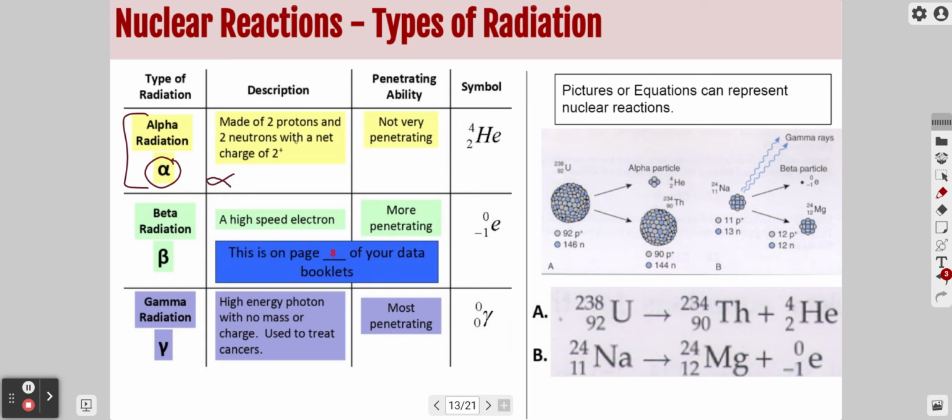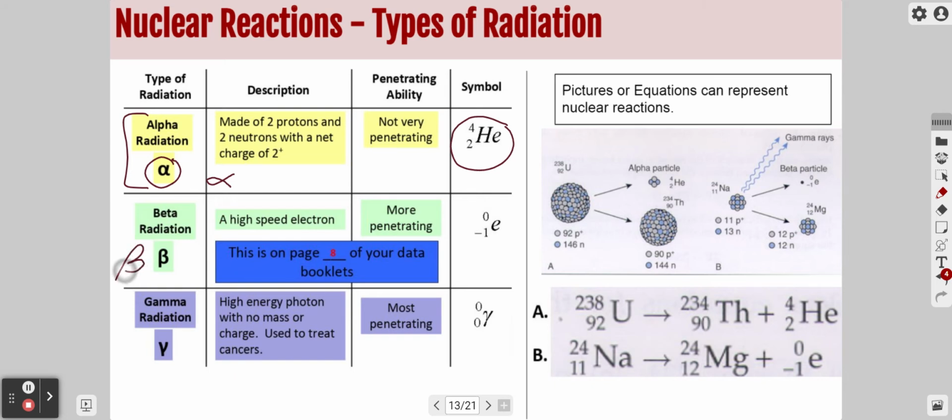It's made with 2 protons and 2 neutrons with a net charge of 2 positive. It's not very penetrating, so this can't really go through the body too much. So there's your symbol for it, helium. It's just a helium atom. All right, and then we have beta radiation.